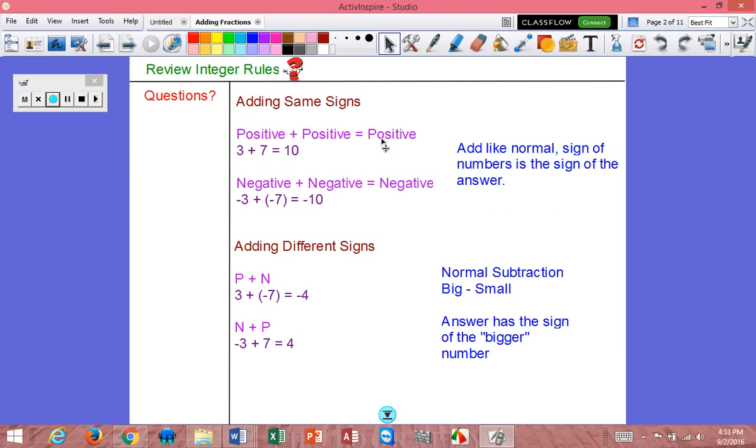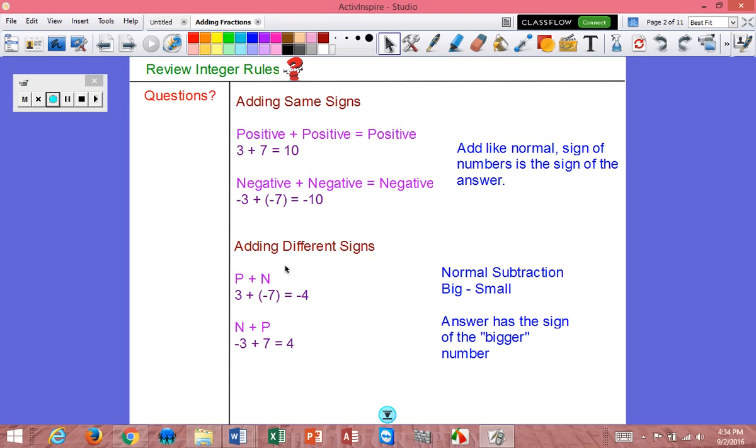Alright, so let's review our integer rules. If we are adding two positives, we add like normal, and the answer is positive. If we are adding two negatives, then we add like normal, and the answer is negative. Think about the bad guys example that I gave in class. Bad guys plus bad guys just equals the total amount of bad guys.